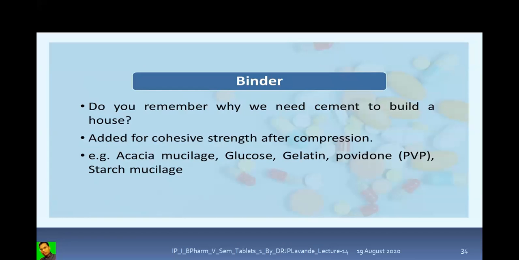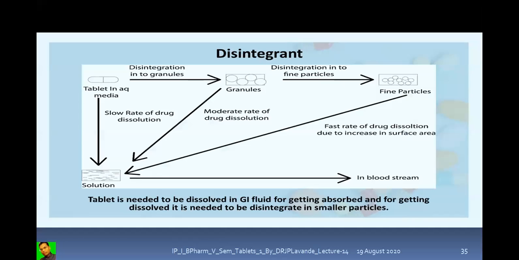So these are added for offering cohesive strength after the compression. In tablet formulation too, we need to add the binder for the cohesive properties after the compression. That means the whole thing should be kept united, kept integrated. So that is what the binder is. What are the examples? The examples are acacia, mucilage, glucose, gelatin, povidone, PVP, starch mucilage. All these are very commonly used as binders.